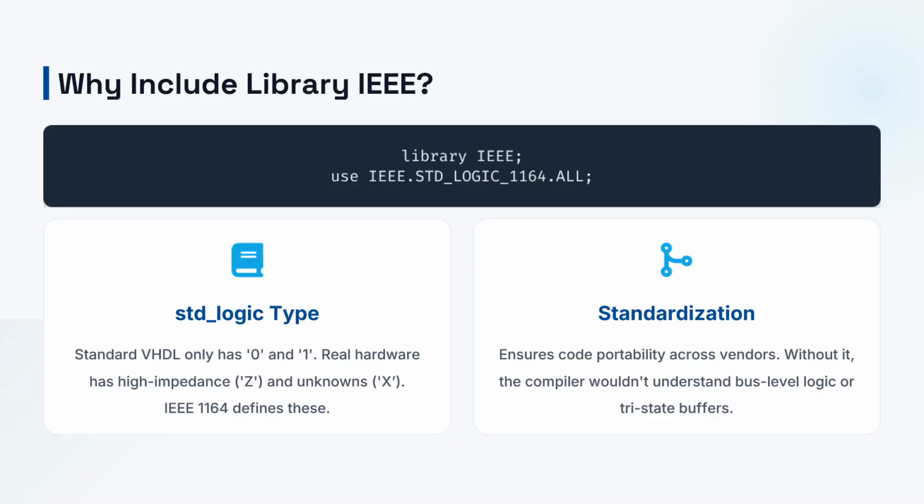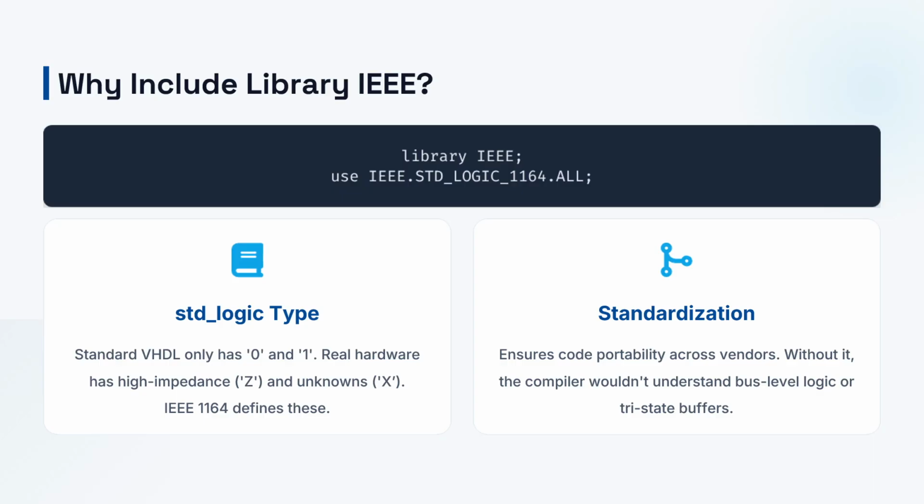At the top of almost every VHDL file, you'll see library IEEE; use IEEE.std_logic_1164.all. Why do we need this? Standard VHDL only understands binary 0 and 1, but real silicon is more complex. What if a wire is physically disconnected? That's high impedance, represented by Z.